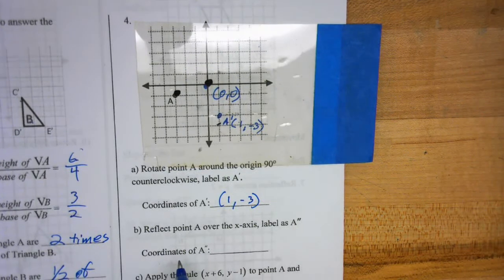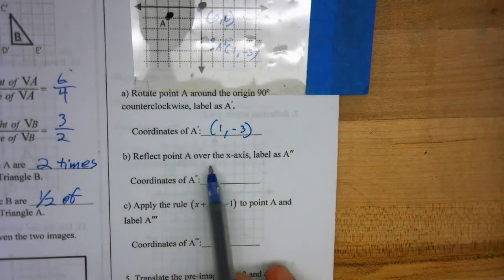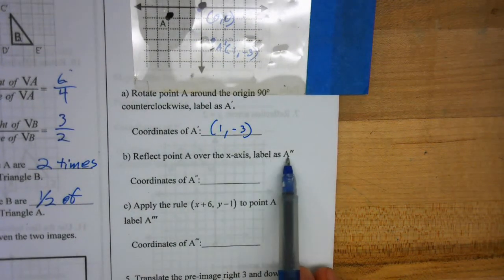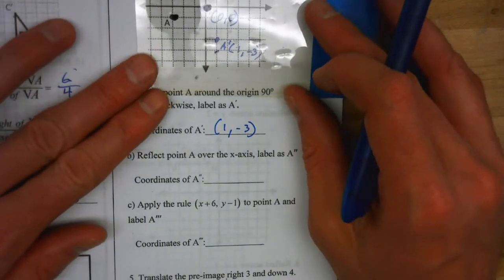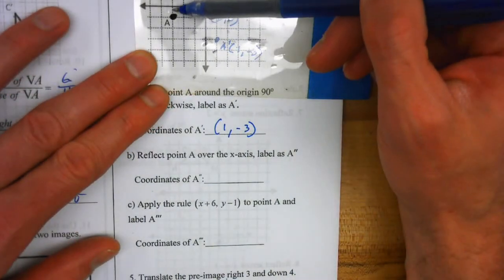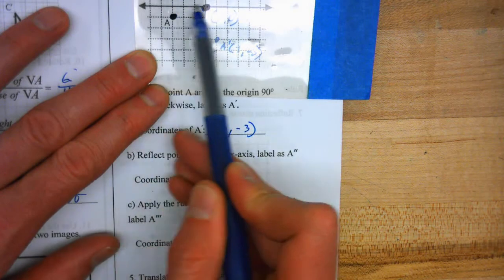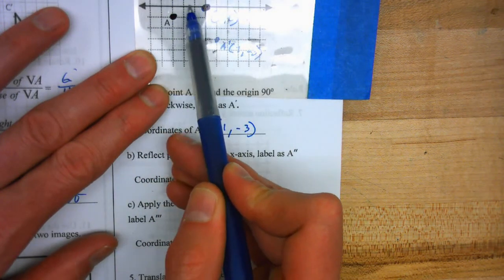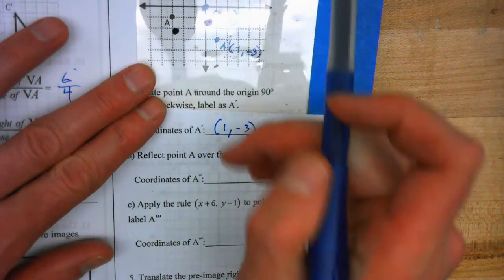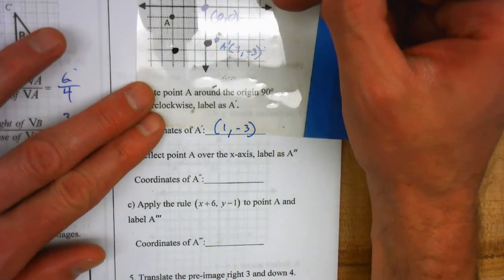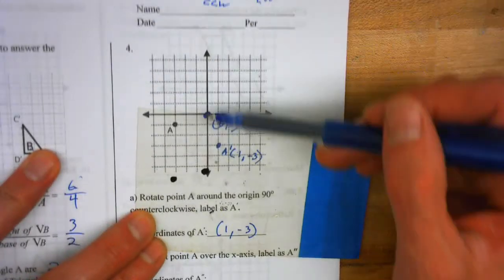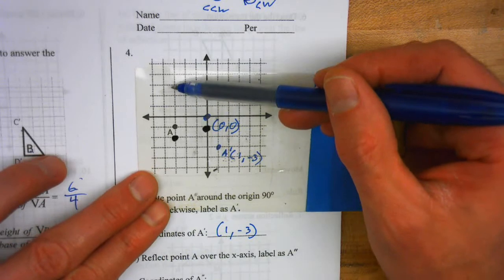All right, then it says reflect point A over the x-axis and label as A prime prime. So we're reflecting. So anytime you're reflecting, you can look at it like, if this is my mirror right here, and I'm looking at a mirror and I step away from the mirror, the other one across the mirror is going to get further away, right?